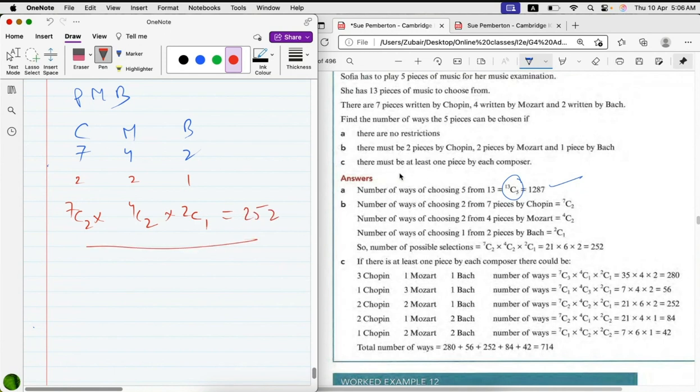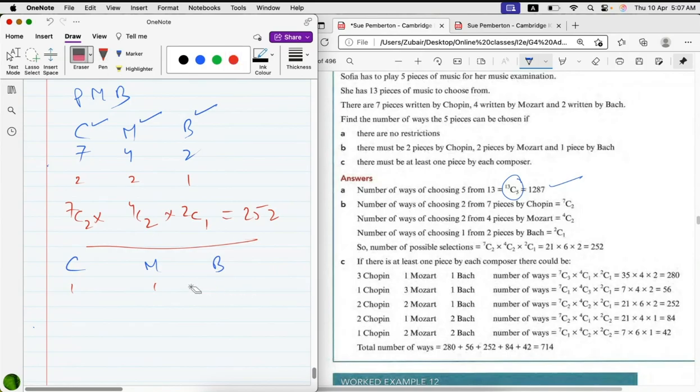Part C says there must be at least 1 piece by each composer. At least one. So it could be more or it could be less. So if this is already chosen, 1 out of C is chosen, 1 out of M is chosen, 1 out of B is chosen. So 111 is already selected. So that means this is C, this is M, and this is B. So let's say 111 was already selected. To make it 5, if I select complete 2 Bs, this is not going to make it 5.